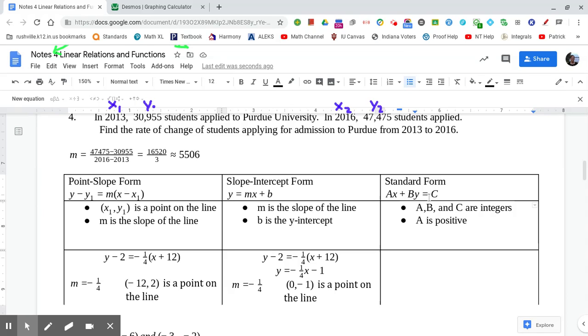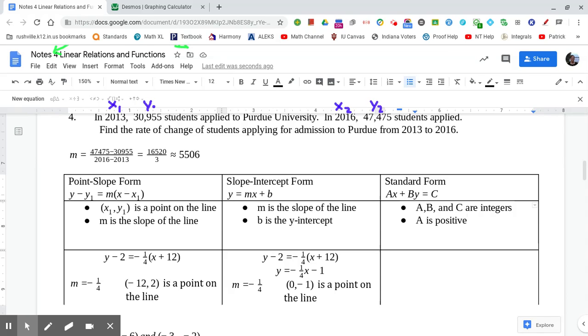It's called standard form, and that's written as ax plus by equals c. A, B, and C are integer values, which means that they cannot be fractions. They have to be whole numbers. They have to be integers. And it's also most common to have A be a positive value. Now, sometimes you're going to see A be a negative value, but most commonly you're going to see A be a positive value.